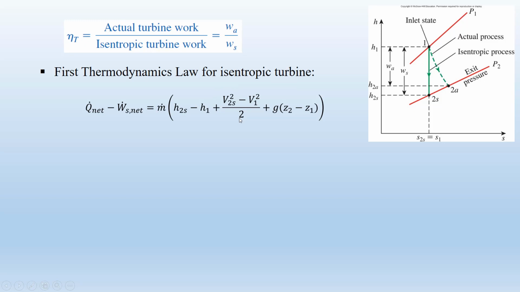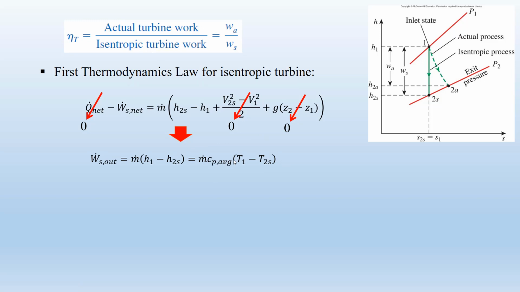So let's simplify this equation for an isentropic turbine. Based on the definition, an isentropic process is adiabatic and reversible, so Q dot net is 0, correct? We are looking for the W dot S, so we need to keep it. And then we can cancel the kinetic energy and potential energy changes. Then you can write W dot S out equals m dot times H1 minus H2S. And then you can use the CP average to rewrite that equation into this format.